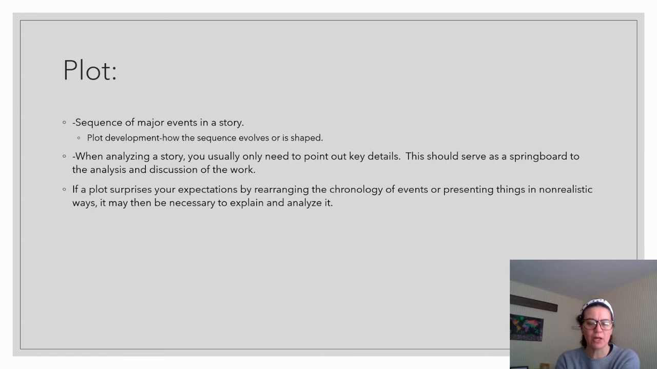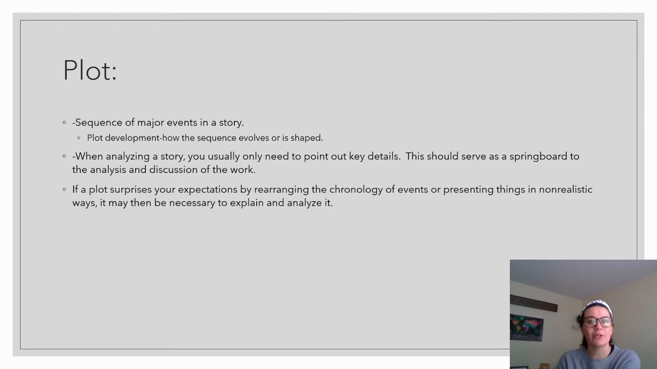If you're analyzing a work of literature, you need to look at the obvious plot, which is going to be the sequence of major events in a story. The plot development is how the sequence evolves or is shaped. But when analyzing a story, you usually only need to look at a few key points and key details of plot. It's not necessary to summarize the entire plot of something that your teacher or other classmates have already read. The plot serves as like a springboard to the analysis and the discussion.